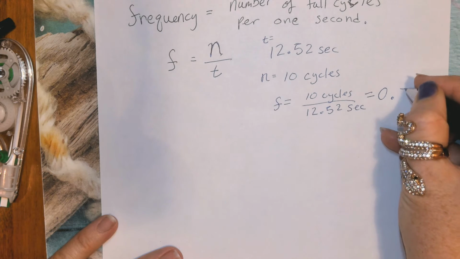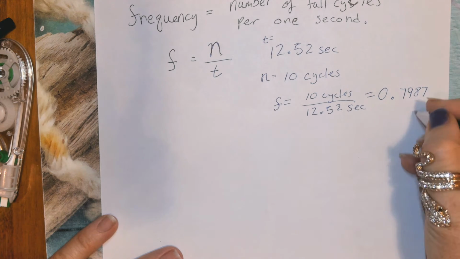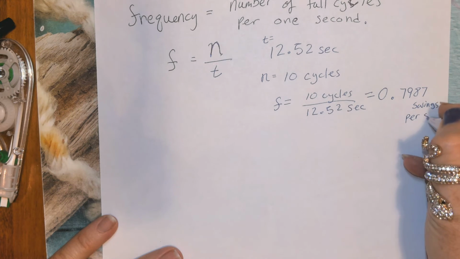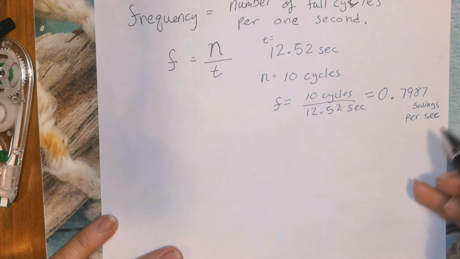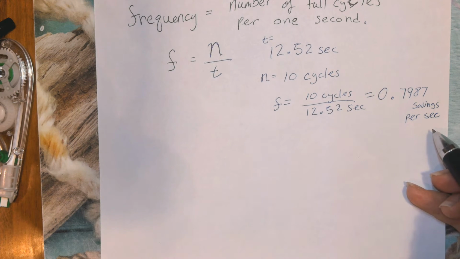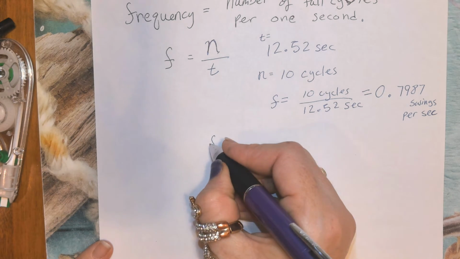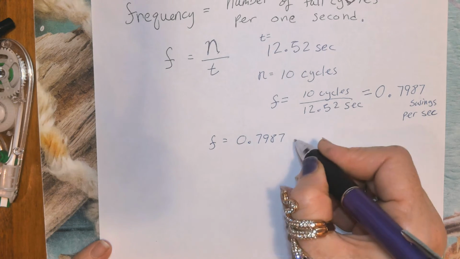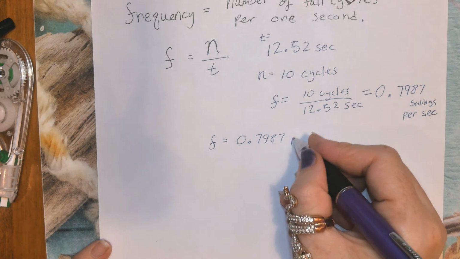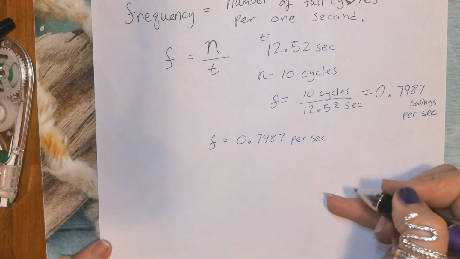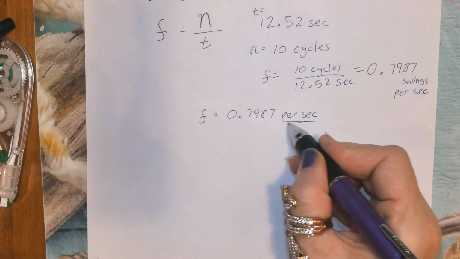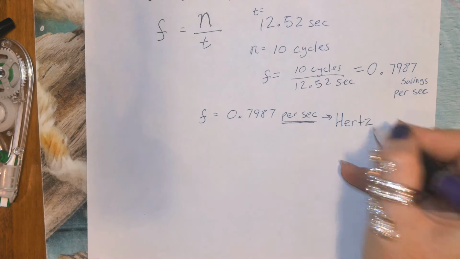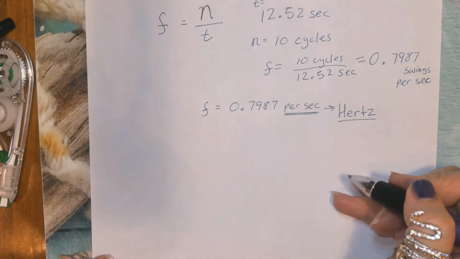I got 0.7987 swings per second. This SEC right here means seconds. Let me write that again over here. Frequency equals 0.7987 per second. The units are per second. There's a special name for these units per second. That equals hertz. And in lesson 2.0, we learned the definition of hertz.